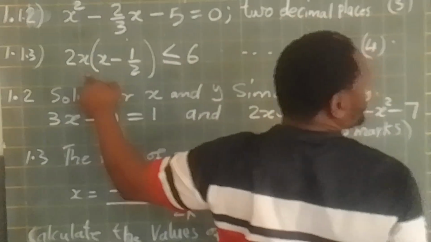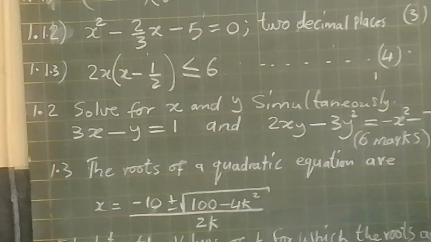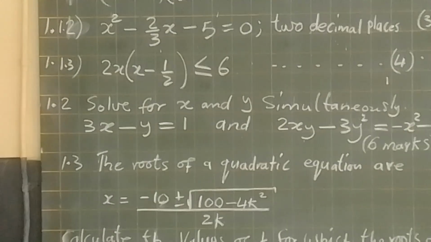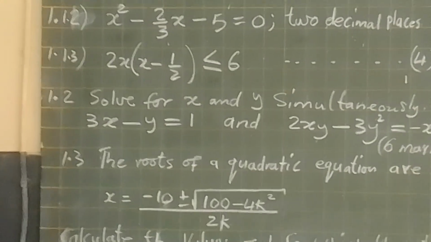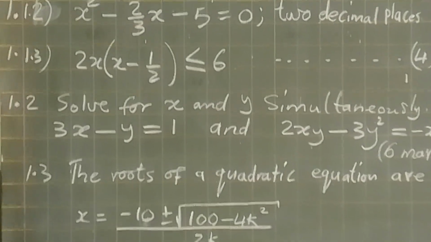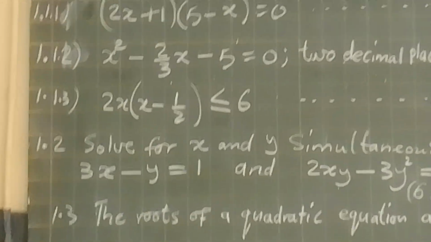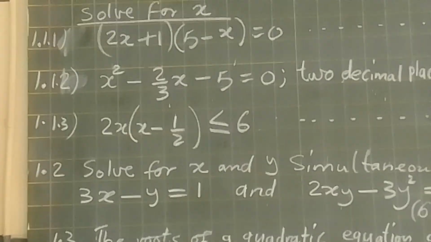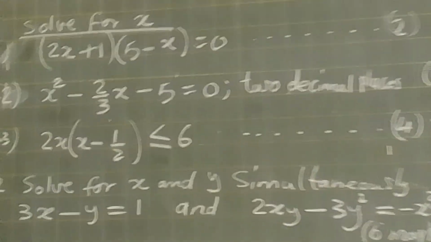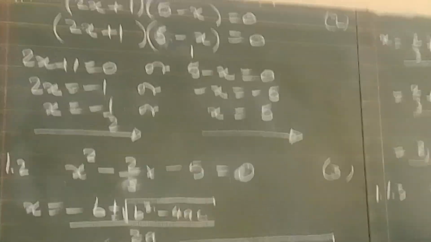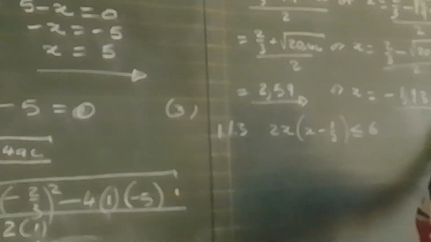Now we come to this one: 2x into x minus half is less or equals to 6. For how many marks? For 4 marks.